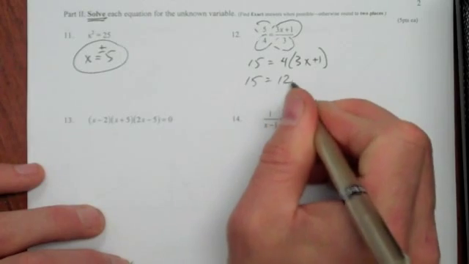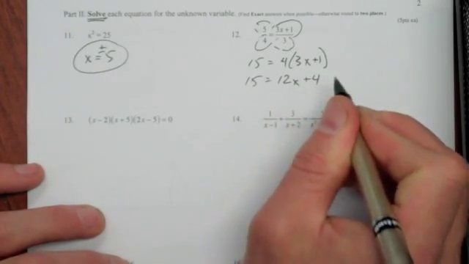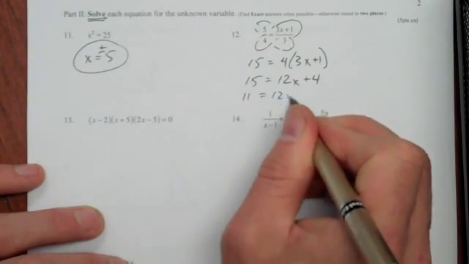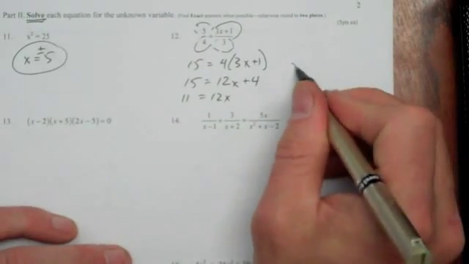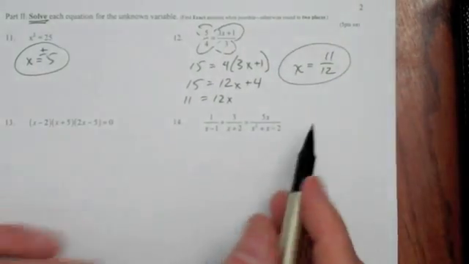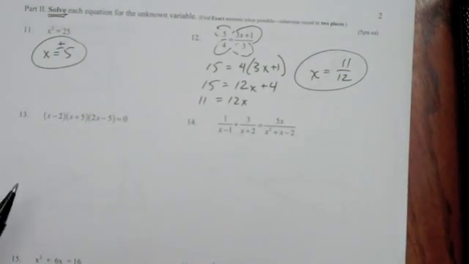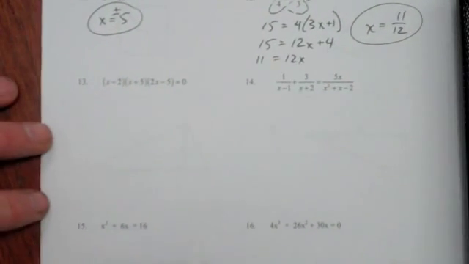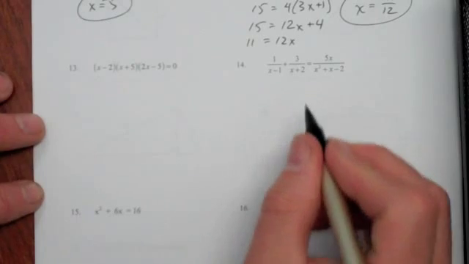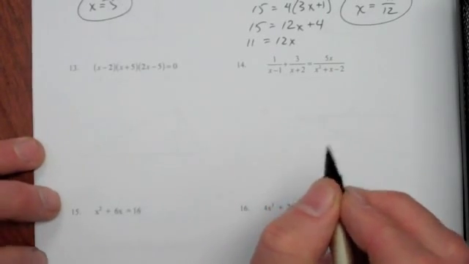15 then equals 12x plus 4. Take away 4 from both sides, I'll get 11 equals 12x. So my solution then is that x is going to be equal to 11 twelfths. Don't give me decimals. It's so much easier just to write the answer like that. If you do use decimals, go round or use a bar to express repeating decimals.